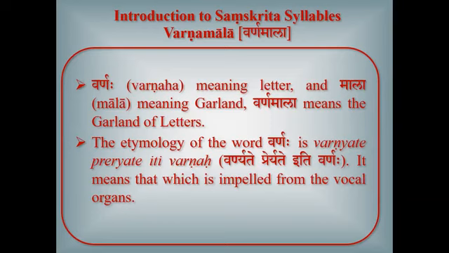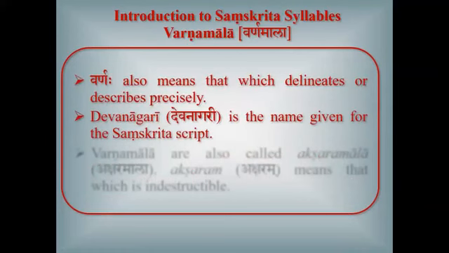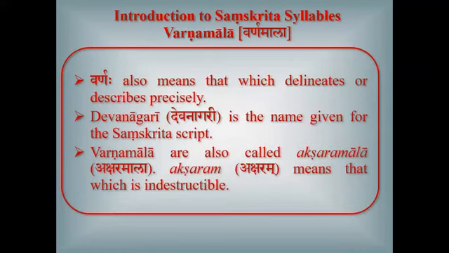So Varna means letter. Mala means garland. The letters which form the garland of the language. So the collection of letters, the alphabets of the language, is called Varnamala. And there is another word for letter also, Aksharam. We saw Aksharam means that which cannot be destroyed. Na aksharati iti Aksharam. That which cannot be destroyed is called Aksharam.